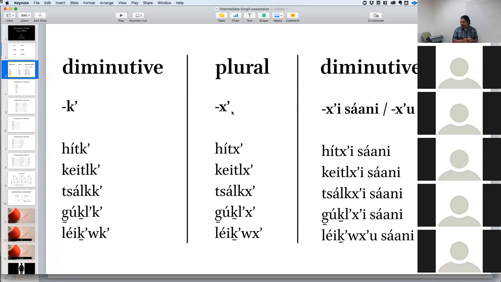How would I translate hit? Houses. Dogs. Ground squirrels. Swans. Snappers. Red snappers. Rockfishes.